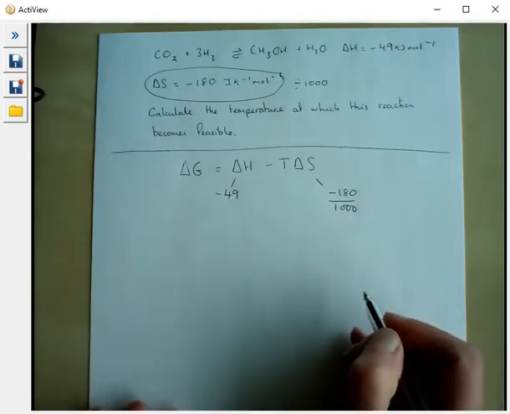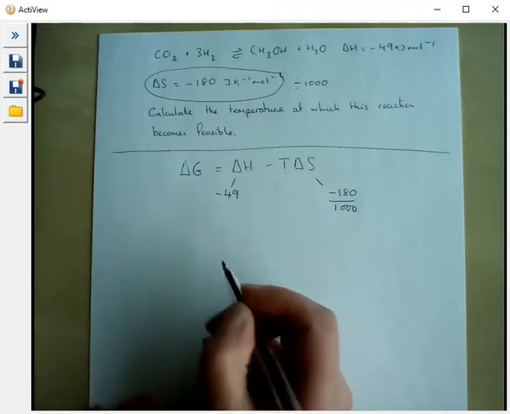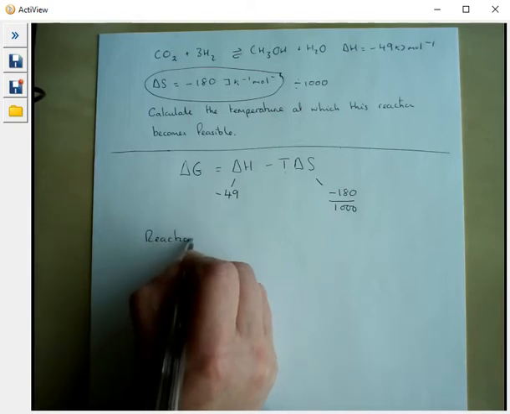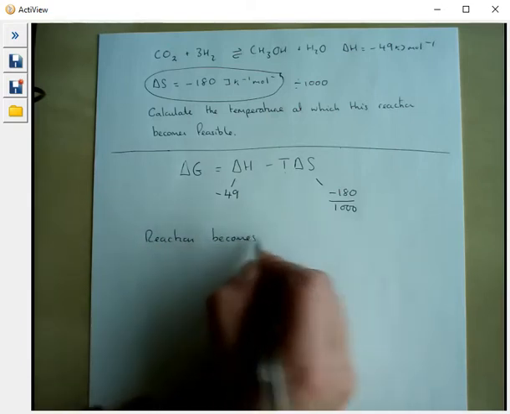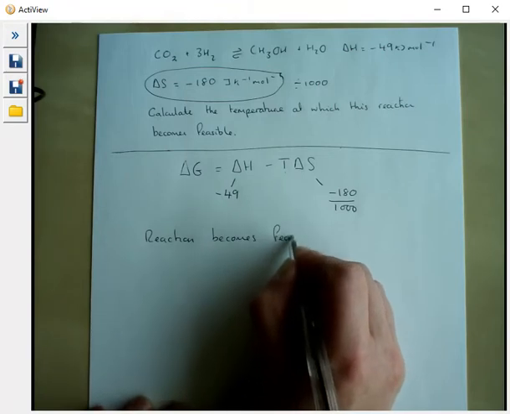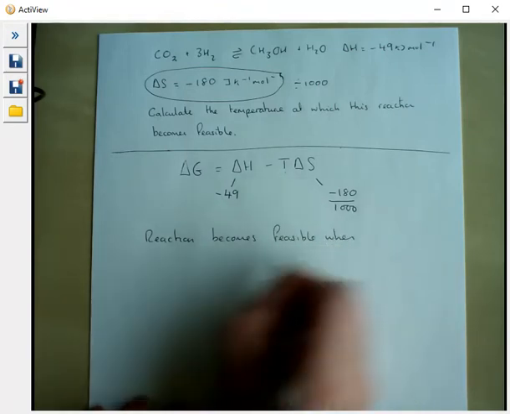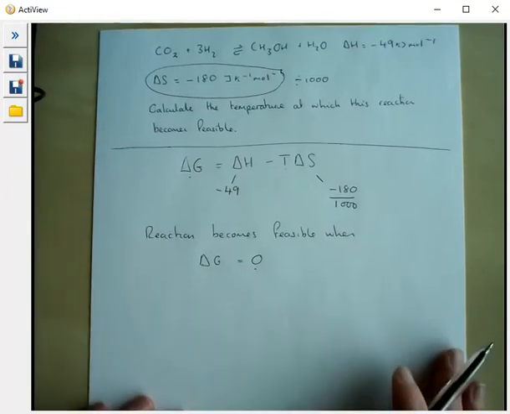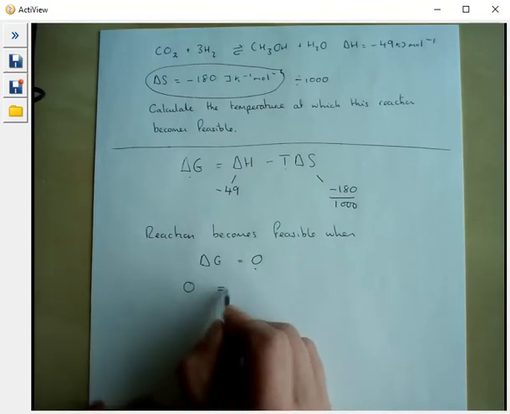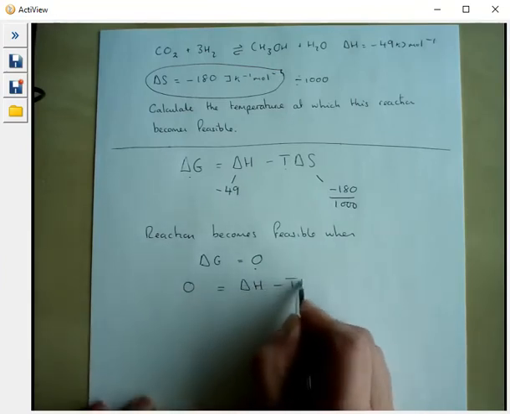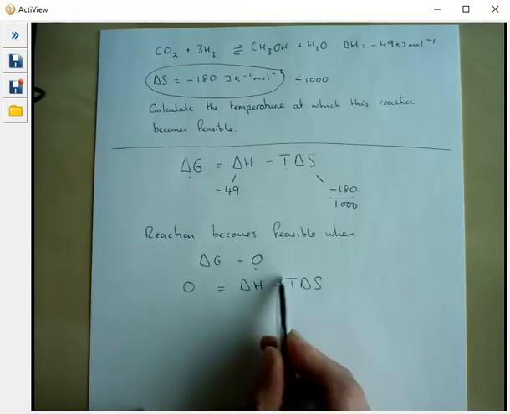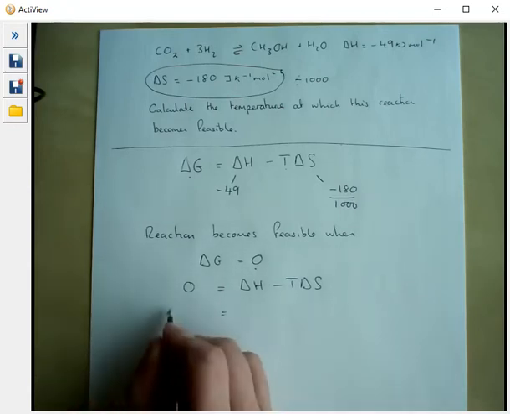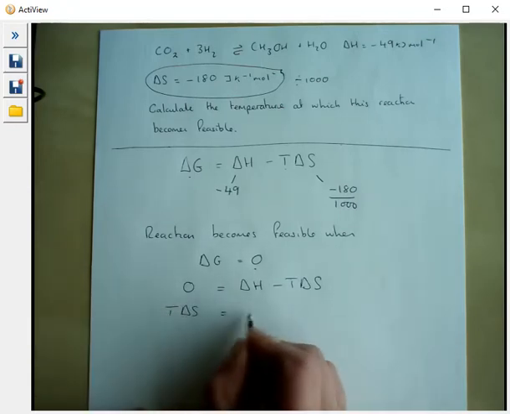per mole. So it wants to calculate the temperature at which the reaction becomes feasible. So the reaction becomes feasible when the Gibbs free energy change is 0. So because of that, I can substitute that 0 value into my equation, and it becomes 0 equals delta H minus T delta S. If I add T delta S to both sides, that gives me T delta S equals delta H.